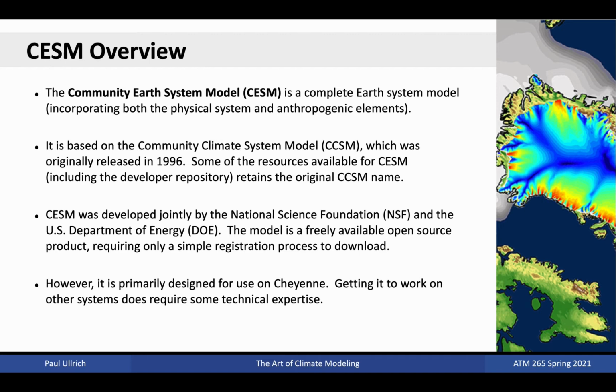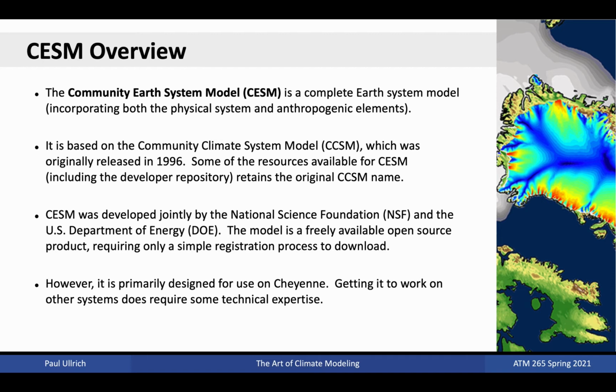CESM is based on the Community Climate System Model, or CCSM, which was originally released in 1996, and was in turn based on the Community Climate Model, or CCM, created by NCAR in 1983. However, some early resources for CESM still maintain the CCSM name.